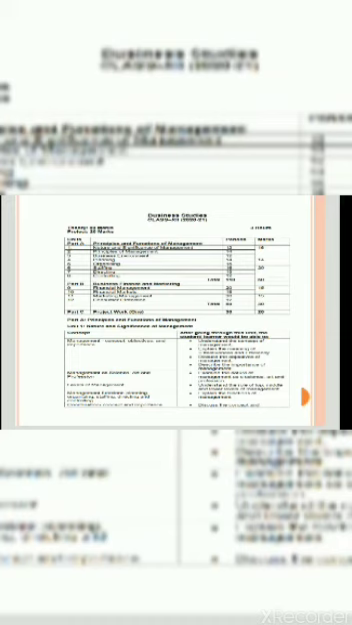Next, part B, business finance and marketing. Chapter 1, financial management. Chapter number 2, financial markets. Chapter number 3, marketing management. And chapter number 4, consumer protection.